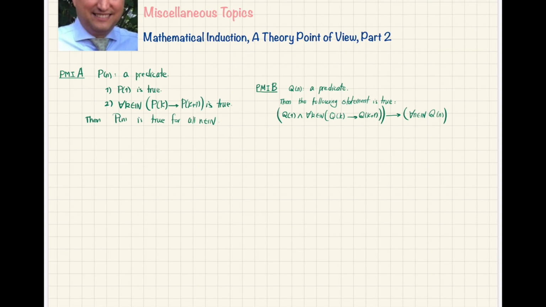Okay, so let me write the theorem. The statement of the theorem is simple, so I would say that PMI version A is equivalent to PMI version B. Okay.